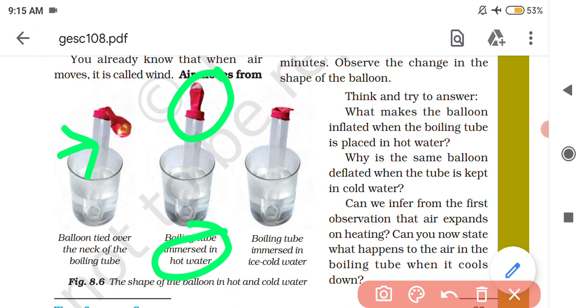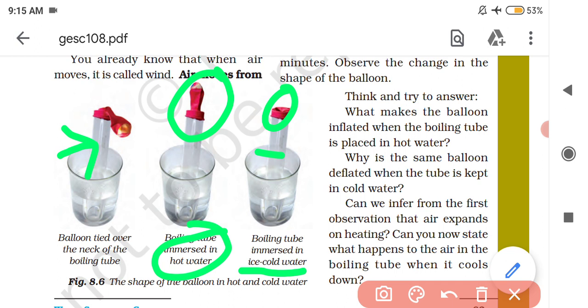Why is the same balloon deflated when the tube is kept in cold water? Because now the boiling tube is allowed to cool by placing it in ice cold water, due to which the boiling tube will get cool and the air which is present in the boiling tube and the balloon will contract.